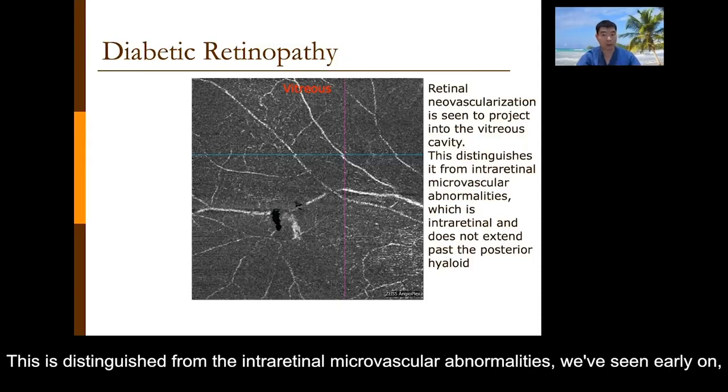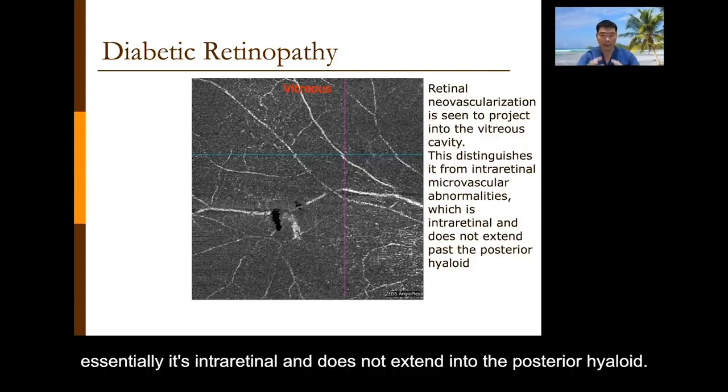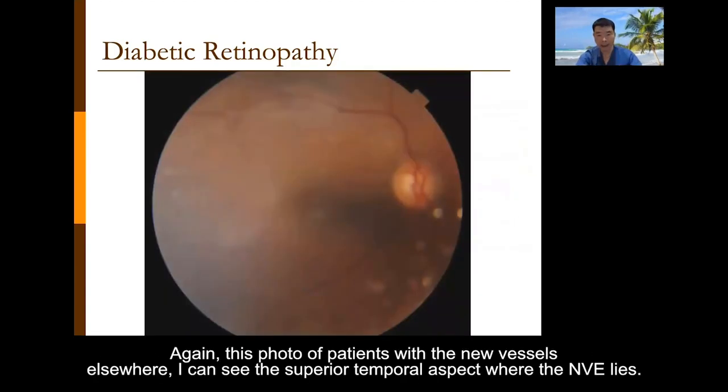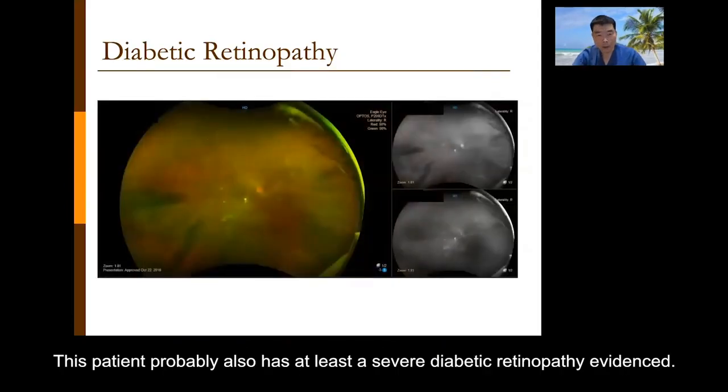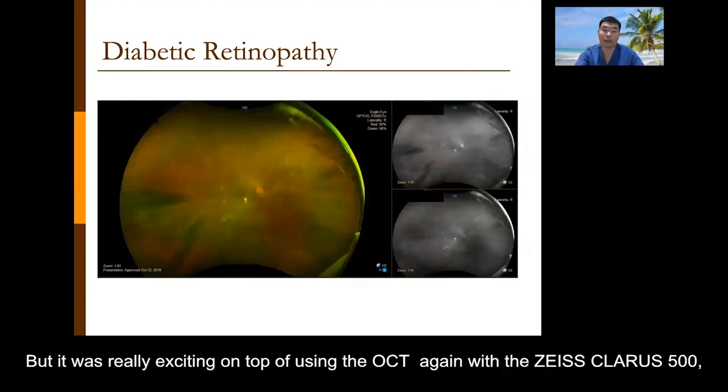This is distinguished from the intraretinal microvascular abnormalities we've seen earlier on, which essentially is intraretinal and does not extend into the posterior hyaloid. Again, this photo of the patient with the new vessels elsewhere, and you can see the superior temporal aspect where the NVE lies. This patient probably also has at least a severe diabetic retinopathy evident by the pan-retinal photocoagulation scar.